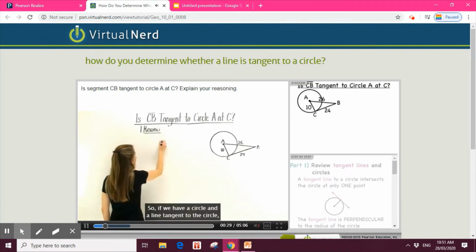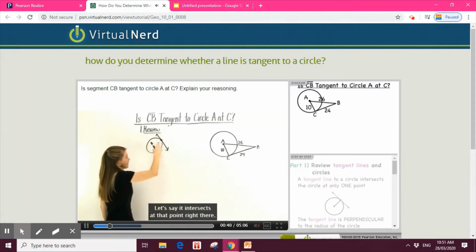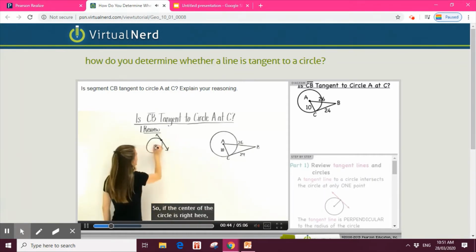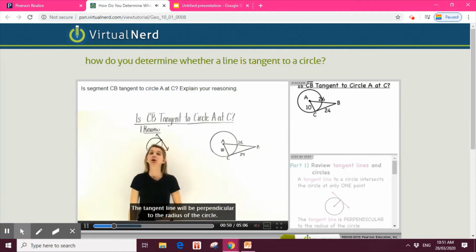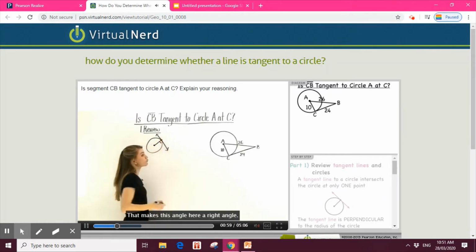So if we have a circle and a line tangent to the circle, this tangent line will intersect the circle at exactly one point. Let's say it intersects at that point right there. That means that point is on the circle. So if the center of the circle is right here, that makes this segment a radius of the circle. The tangent line will be perpendicular to the radius of the circle. So our tangent line is here, our radius is here, and they're perpendicular. That makes this angle here a right angle.